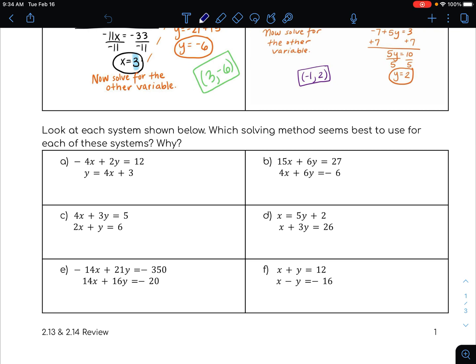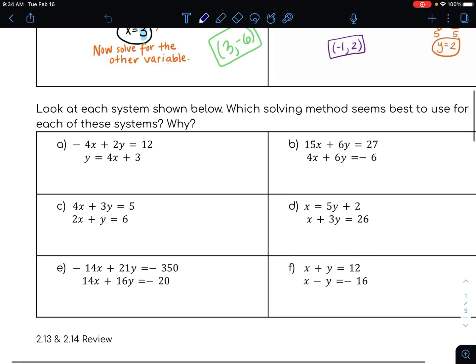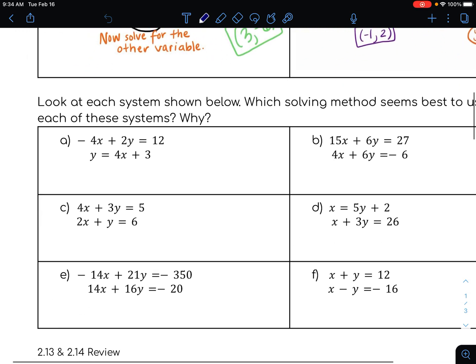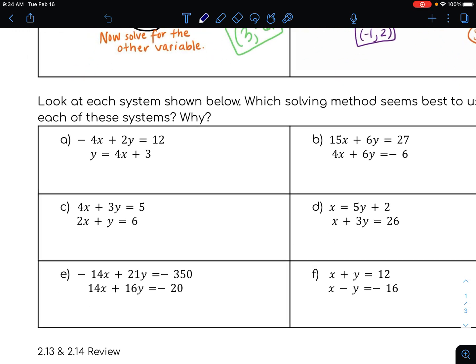The first set of problems here says, look at each system below. Which solving method seems to be best to use for each of the systems and why? I'm going to have a ton of space here, but let's see if we can write some of this in. So in the first one, you'll notice that the second equation is solved for y. And with that type of situation, we want to use substitution.